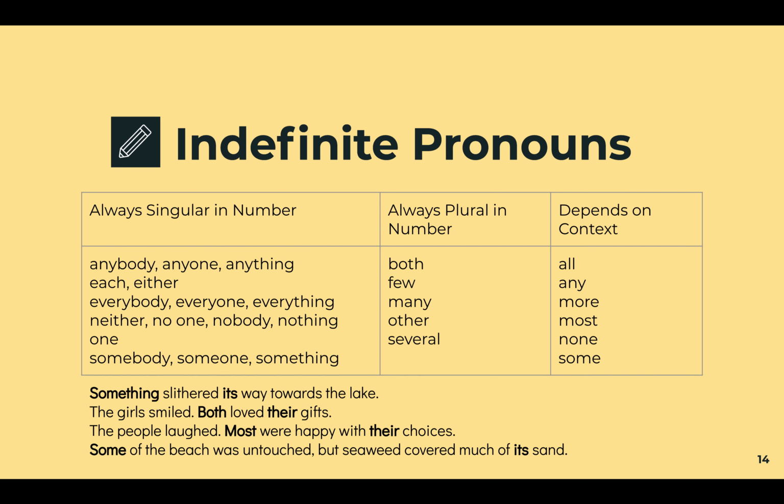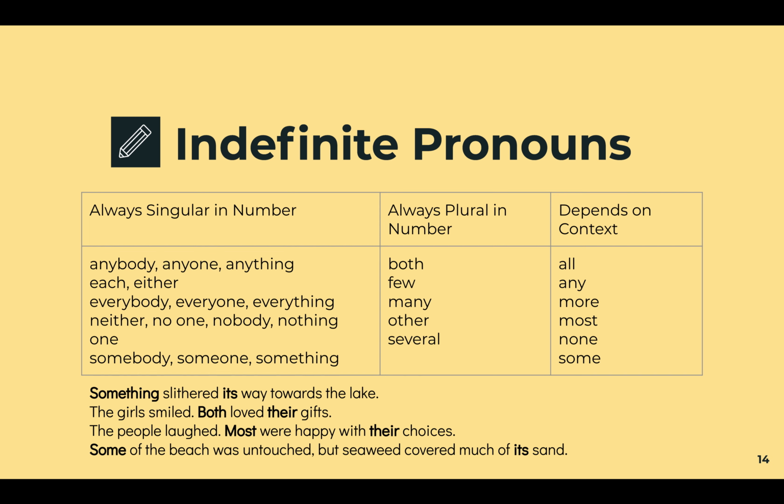Some pronouns are always plural. The ones you see here in the table: both, few, many, other, and several. These words are always going to be plural. The girls smiled, girls being plural, several of them. Both loved their gifts. Okay?